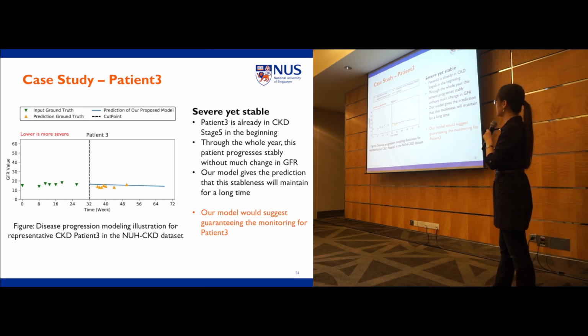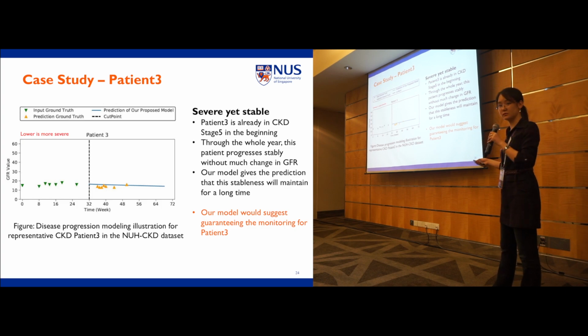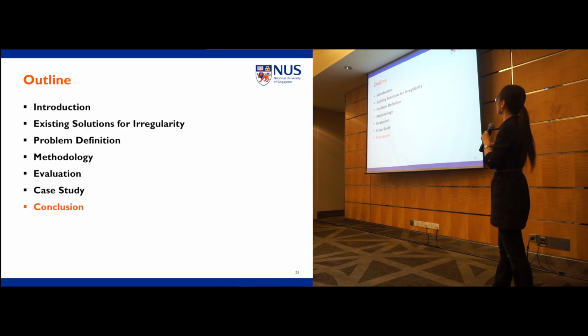And for the final patient, we find he is severe yet stable. We find that he is already in CKD stage 5, which is the most severe stage of CKD. And our model predicts that this situation will continue over time. So our model suggests the doctors guarantee the monitoring for this patient.